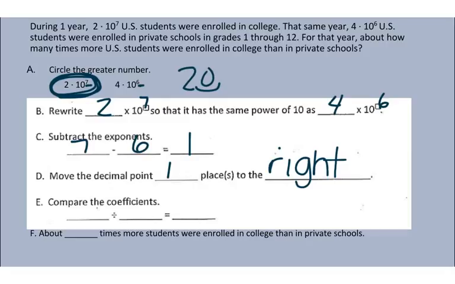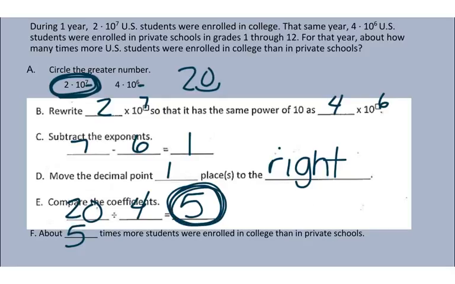All right? So the coefficients are this. Now my new coefficient is 20 for my 2 times 10 to the 7th power because now it's times 10 to the 6th power. My original coefficient for the other number is 4. I'm going to divide these. 20 divided by 4 is 5. Okay? So when I look at the question for that year about how many times more U.S. students were enrolled in college than in private schools, 5 times more.